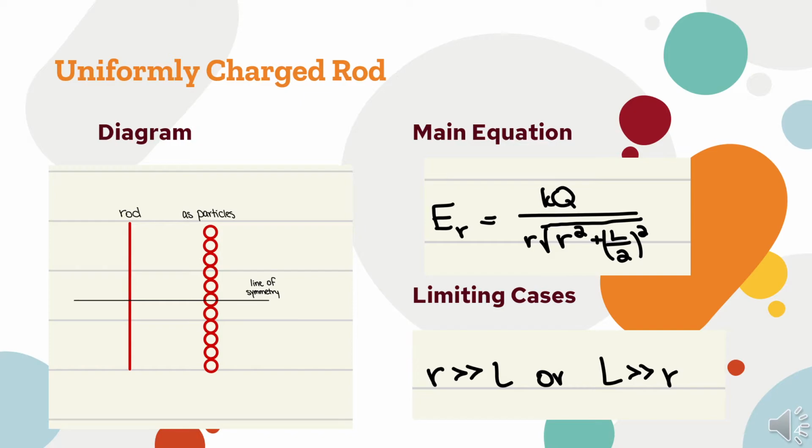We can further simplify this equation in 2 so-called limiting cases. We can modify the equation if 1, R is significantly larger than L, or 2, R is significantly smaller than L.